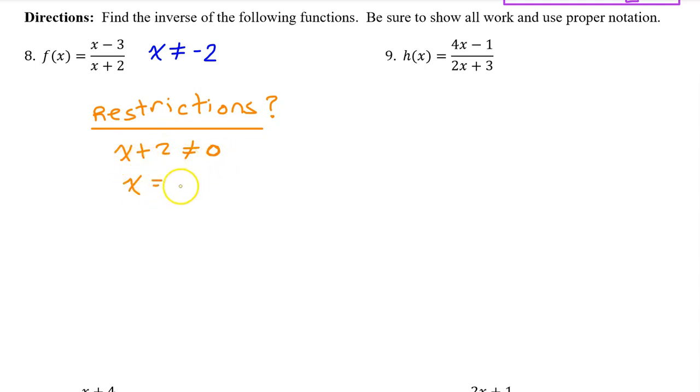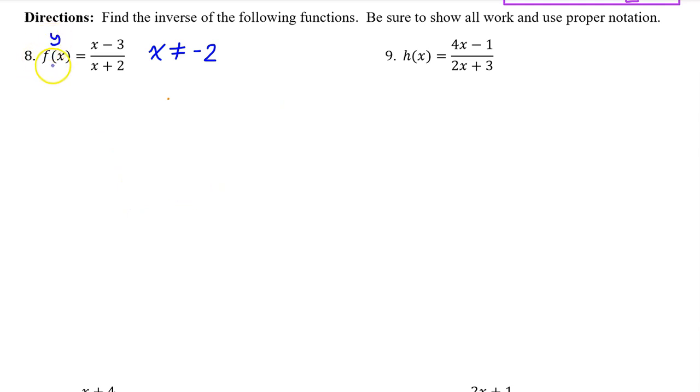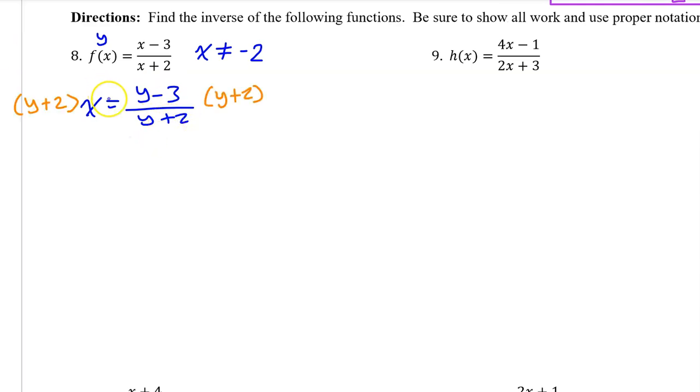So this would give us x cannot equal negative 2. F of x is another name for y. As before, the first step is to switch x and y. So this will become x equals y minus 3 over y plus 2. The next step is to eliminate the fraction by multiplying both sides of the equation by the denominator.